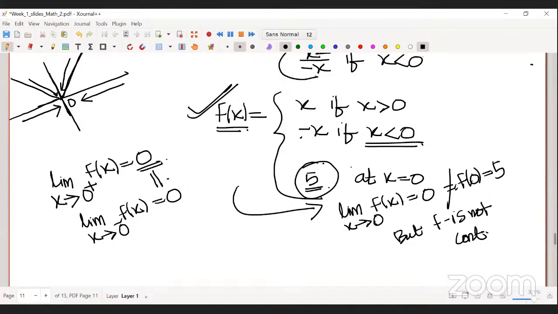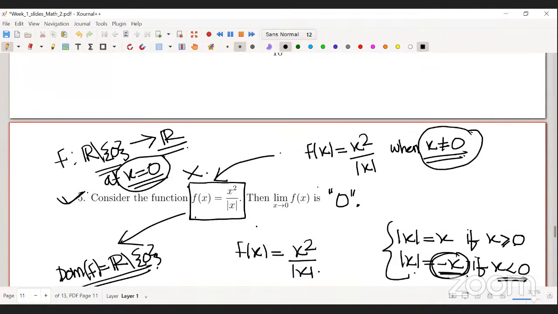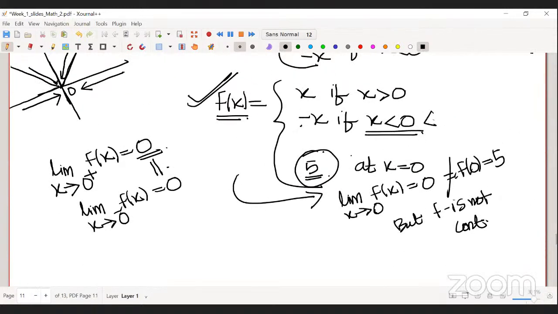So what I basically did here is I just extended the function. My original function is a function from R minus 0 to R, but this function is from R to R because I defined the value of that function at x equal to 0, that is 5. So this is the example. What I was trying to say is that if the limit doesn't exist, then you can say that the function is discontinuous. But if the function is discontinuous, you cannot say anything about the limit.